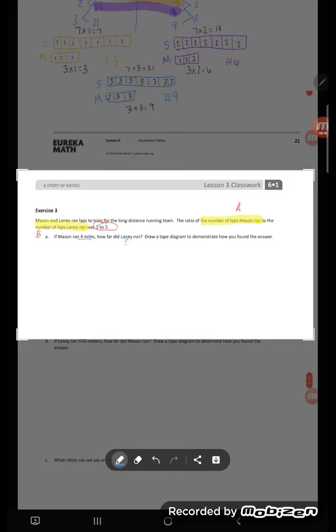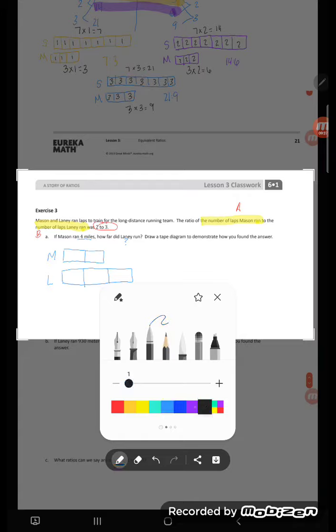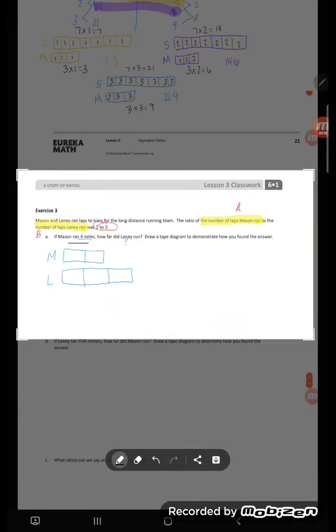Draw a tape diagram. So I'm going to first start out by drawing my tape diagram. My A is Mason, so I'm going to label that with an M. Give Mason 2 boxes for that ratio. I'm going to label L for Lainey. Give it 3 boxes. Divide that into 3 roughly even boxes. And we're given the information that Mason's total run was 4 miles.